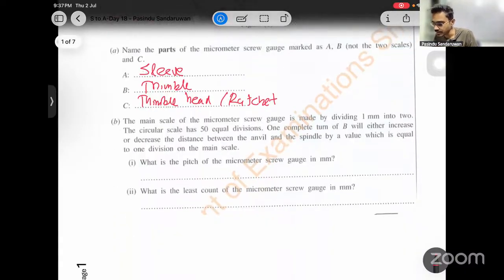The main scale of the micrometer screw gauge is made by dividing 1 millimeter into 2. The circular scale has 50 equal divisions. One complete turn of B will either increase or decrease the distance between the anvil and spindle by a value equal to 1 division of the main scale. What is the pitch? The pitch is 1 millimeter over 2, that is 0.5 millimeters.